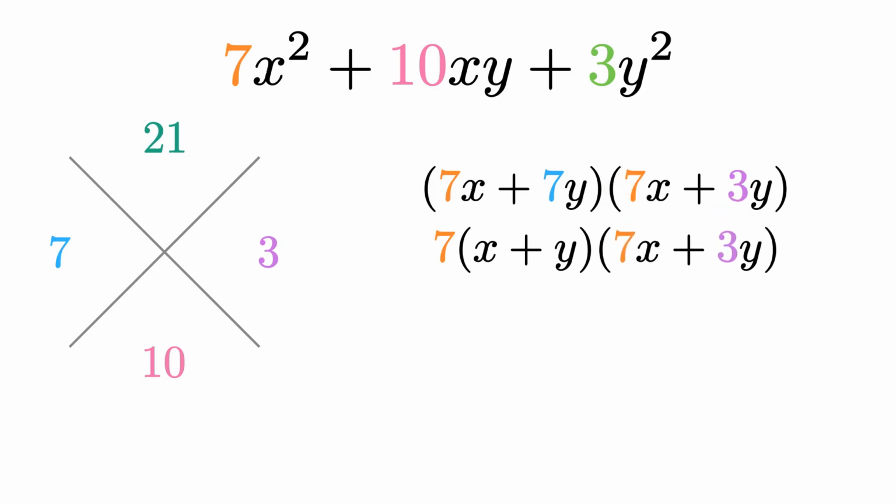And once we do that, what we can do is disregard whatever we factored out. So we're just going to cancel out that 7 and get rid of it and just leave what's left, which would be x plus y times 7x plus 3y. And that is the final answer. So now let's move on to our final example.